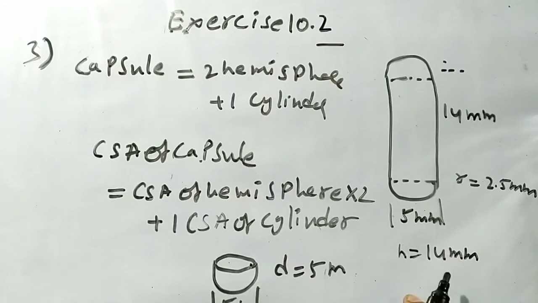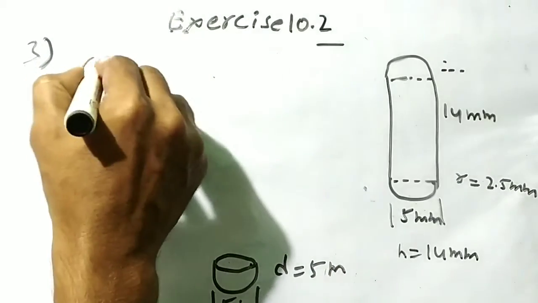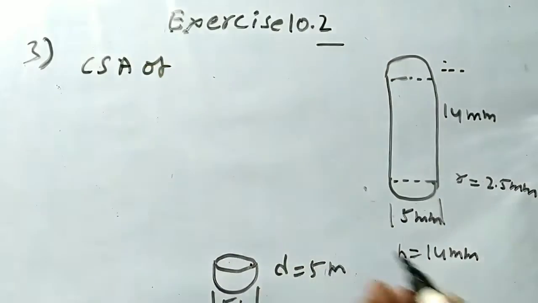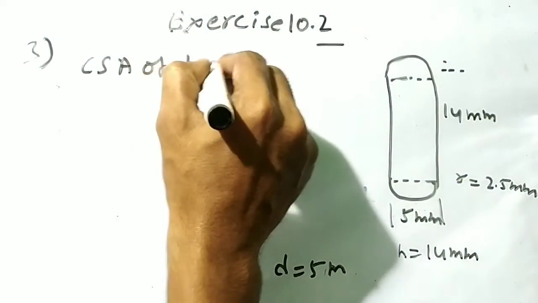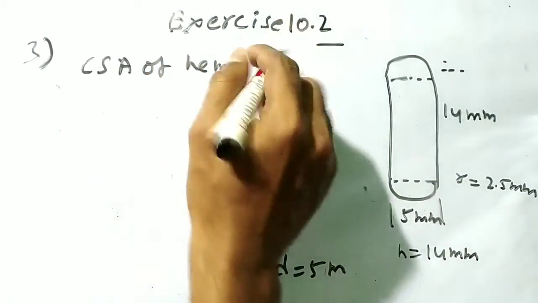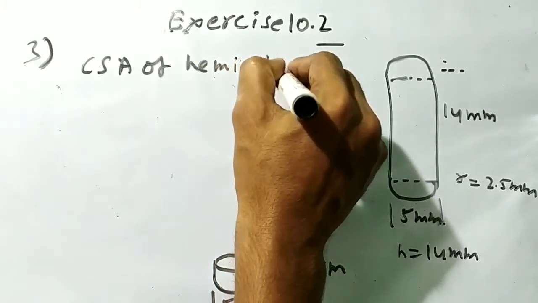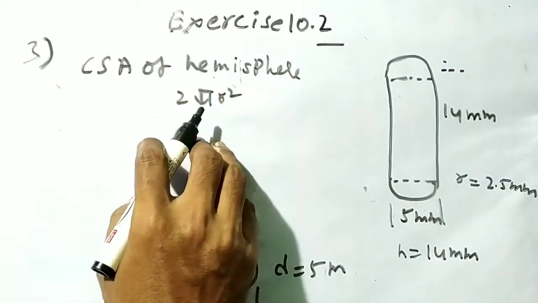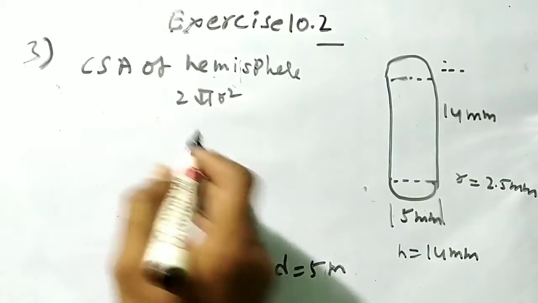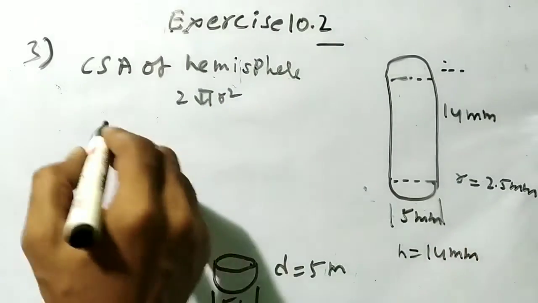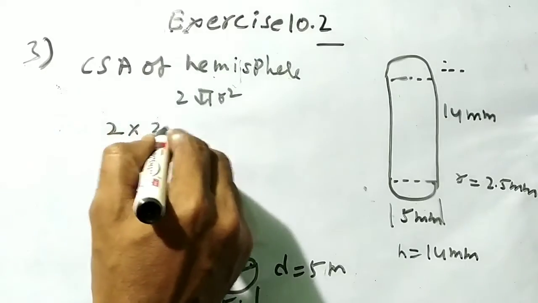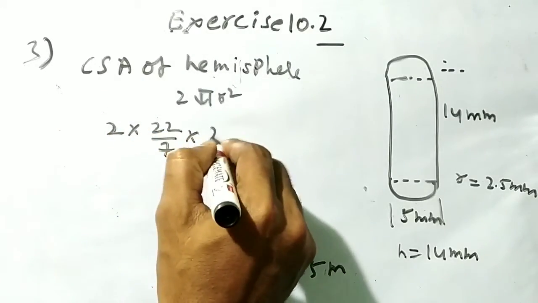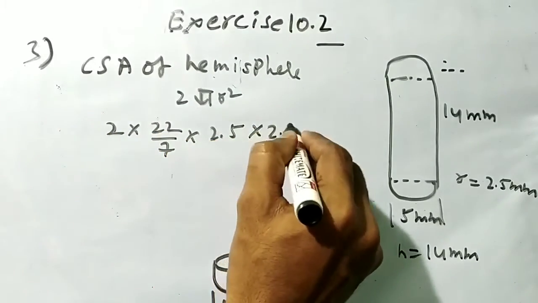So let's find the hemisphere CSA. What is the CSA of a hemisphere? Nothing but 2 pi r square. 2 pi r square is the hemisphere CSA. So we know the r value, that is 2.5. 2 into 22 by 7 into 2.5 into 2.5, because it is squared.